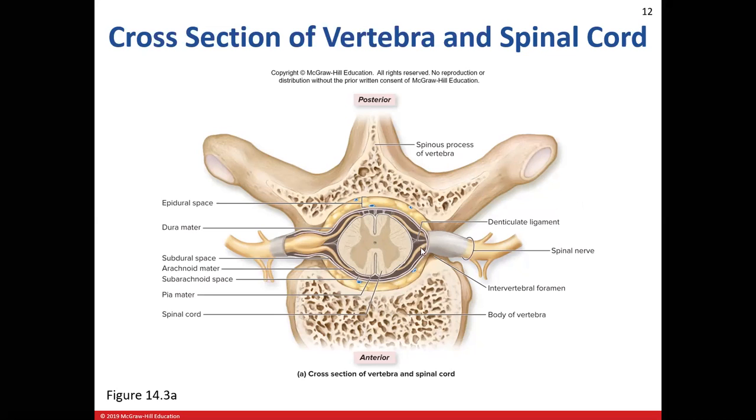As we look at the spinal nerve, you'll notice here's our intervertebral foramen of the bone. If we stack the vertebrae on top of each other, this allows that spinal nerve to actually exit the area around the vertebral column.